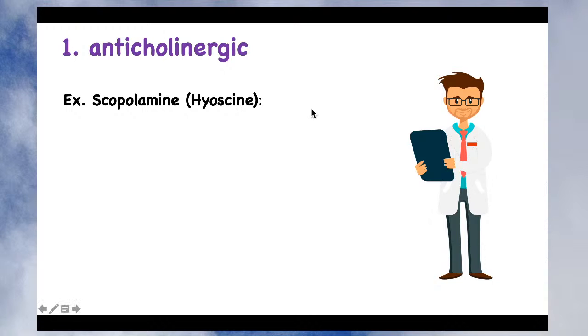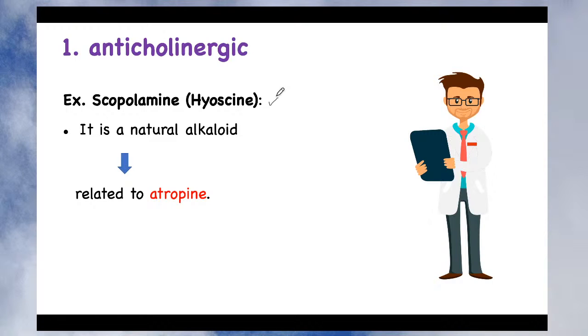So the first category we'll study today is anticholinergic drugs, and a drug belonging to this category is scopolamine, which is also called hyoscine. You must know that scopolamine is basically an anti-Parkinson drug having anticholinergic action, and it is obtained from a natural alkaloid related to atropine.